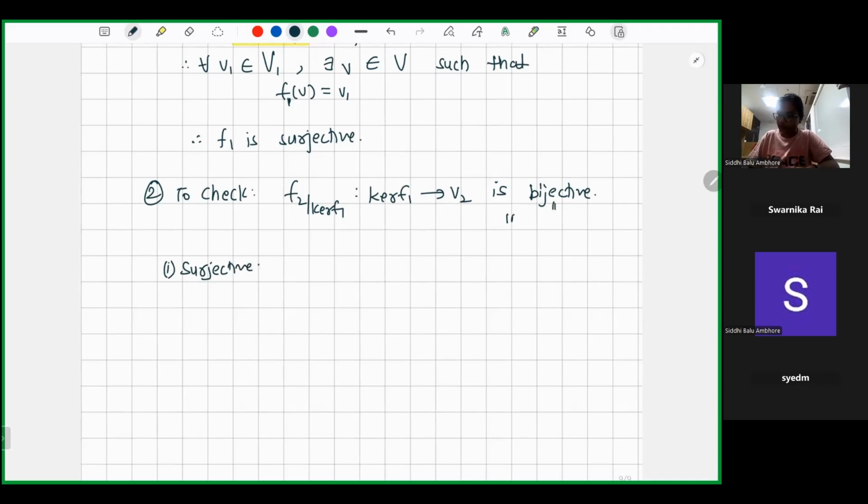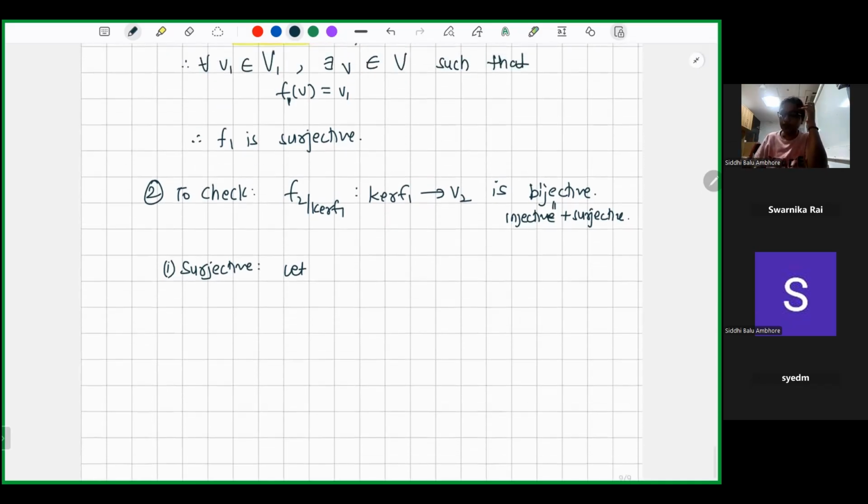Bijective means injective plus surjective. So let us check the surjective part first. For surjectivity, we have to start with some element here and then show that there exists some element in the kernel of F1. So let V2 belong to this capital V2. Now I have to make use of F again. So I will take 0 comma V2 in V1 cross V2. Again, as I said, you can take any element here, it does not matter; V1 also would be okay.